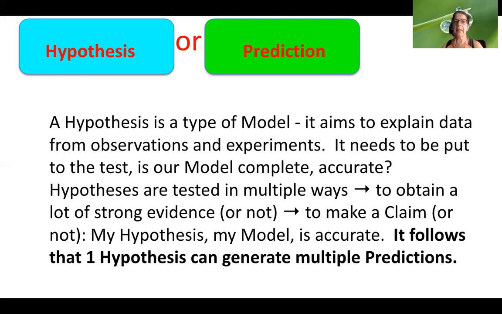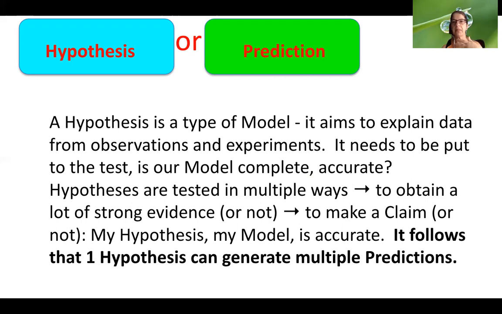I just told you that models and hypotheses have to be tested in multiple ways. We need to obtain multiple pieces of evidence. That means multiple experiments are usually performed in order to obtain strong evidence that the hypothesis is correct. From this, it follows that one hypothesis can generate multiple predictions. Now, in a simple high school lab, usually we don't do this, but scientific experimentation involves multiple experiments being performed to test a model or a hypothesis. That means multiple predictions are being made, not just one, multiple.